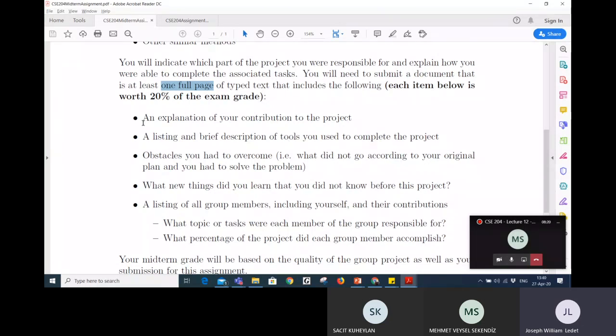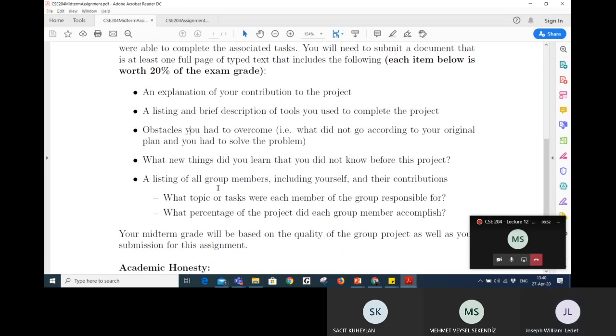Okay, so you need to have an explanation of your individual contribution to your project, a listing and a brief description of the tools you used, and obstacles you had to overcome, like what didn't go according to plan. You thought, I'll do it this way, and then when you actually went to start making things happen, problems came up, and what did you do to solve that? What new things did you learn that you didn't know before this project? And then this part, a listing of all your group members, including yourself, and how much they contributed.